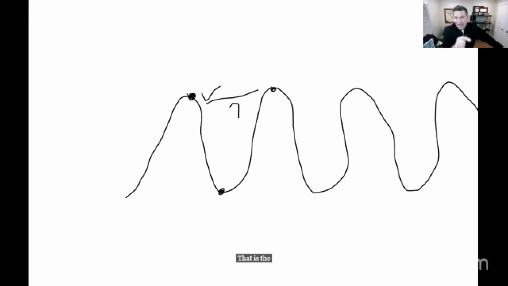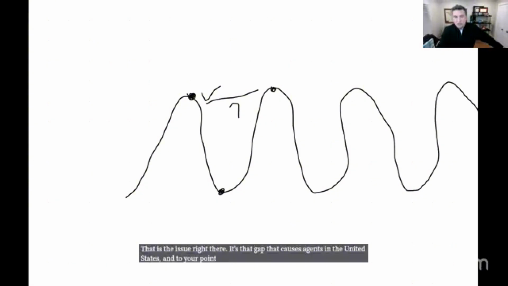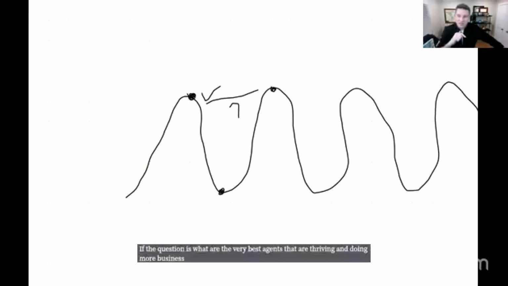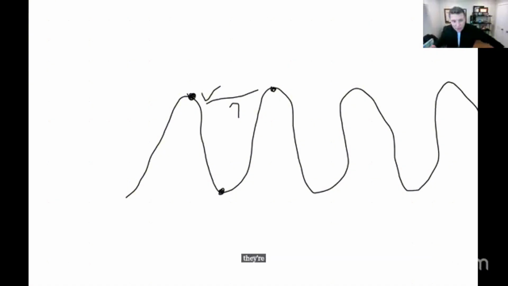It's that gap that causes agents in the United States, and to your point in Asia too, to go, just get me the next one. Just get me the next one. Now, if that's what you choose to do, that's okay. If the question is what are the very best agents that are thriving and doing more business than anyone else, especially in the United States, what are they doing? They're closing that gap right here.